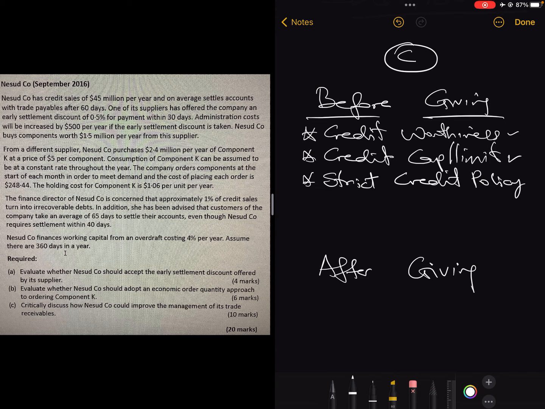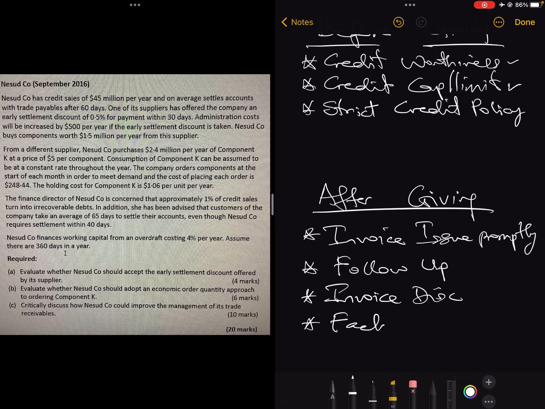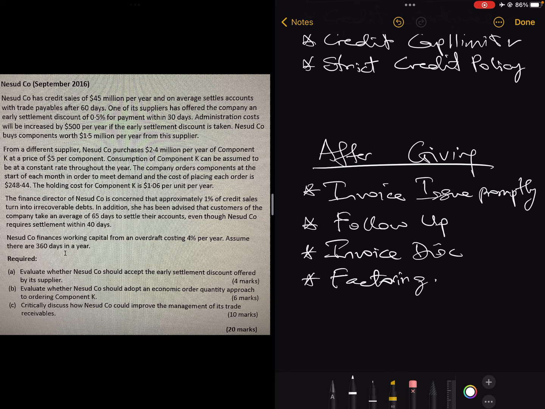But after you've given that credit, first thing you must do is you need to invoice as quick as possible. So issue invoice promptly. Very importantly. And likewise, you should follow up even after you have issued the invoice. Follow up. Don't wait until the customer is totally inaccessible or unreachable before you follow up. You should follow up quickly. You can also adopt invoice discounting. And if it's getting too difficult, you can as well get a factoring agent to support you to chase that money. Very, very, very important.